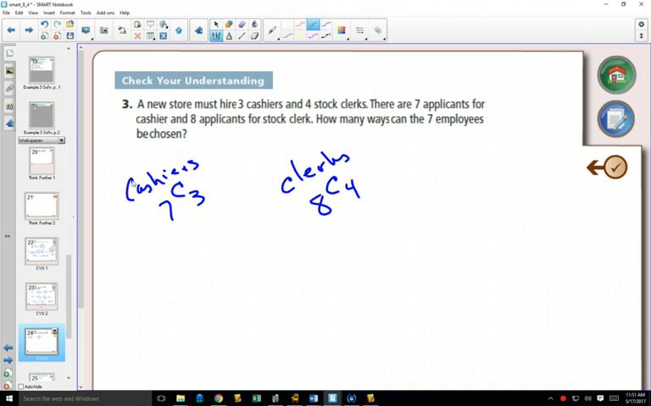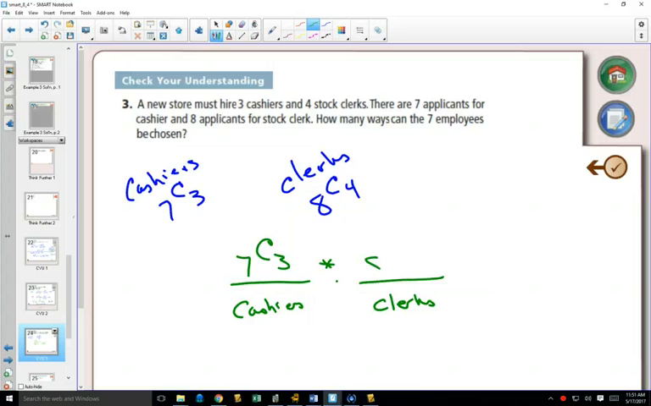You have, as the owner of this new store, 2 main decisions you have to make. You have to hire cashiers as your first main decision, and then you have to hire your clerks as your second main decision. Within that, how many choices of cashiers do you have? Well, every group of 3 from 7, and then this will be multiplied by 8 choose 4. So we put this entire thing into our calculator and we figure out how many there's going to be.